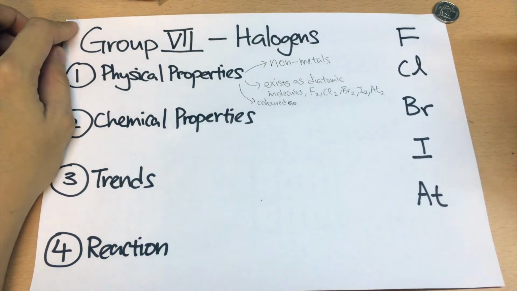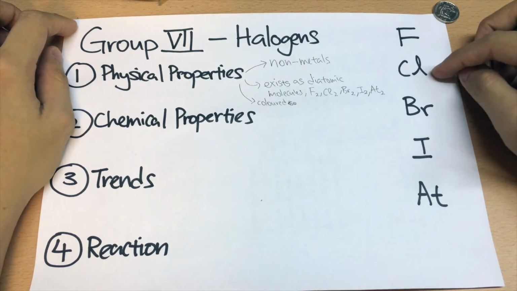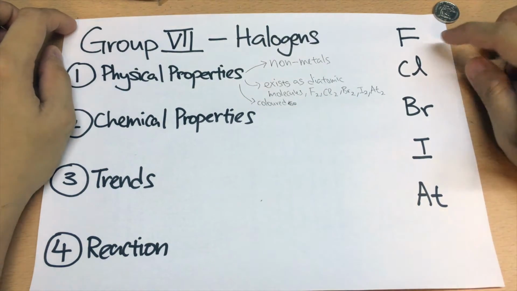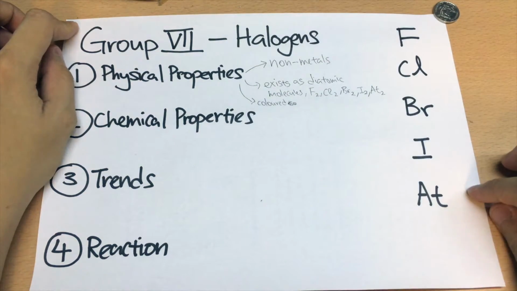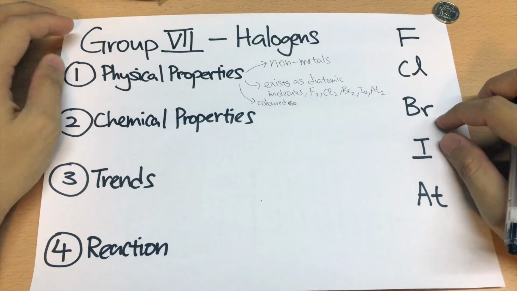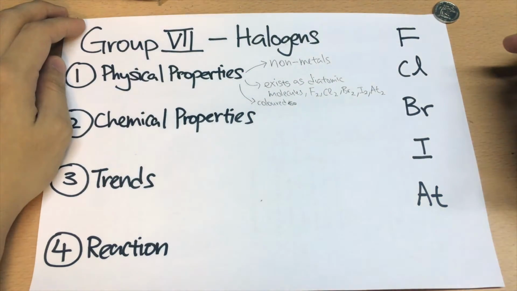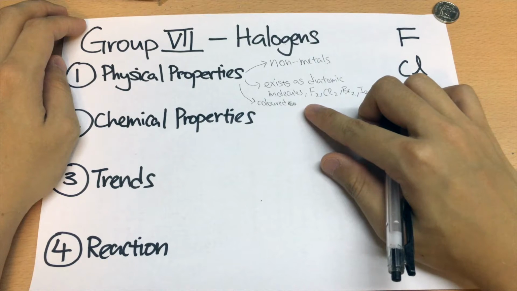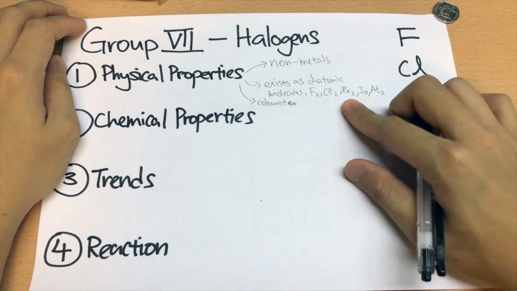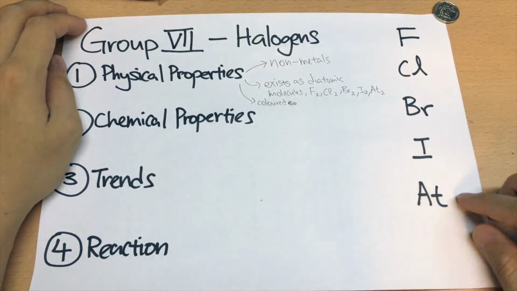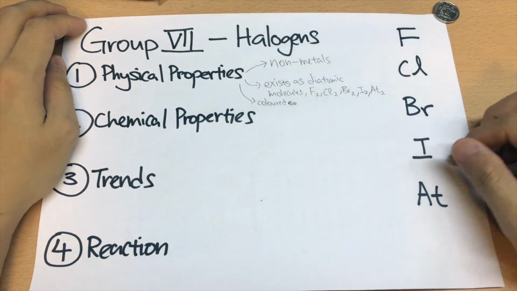There are 5 halogens that we need to know: fluorine, chlorine, bromine, iodine, astatine. Halogens belong to Group 7 and therefore all 5 halogens consist of 7 valence electrons. The physical properties of halogens are as such. They are non-metals and they exist as diatomic molecules, for example like fluorine F2, Cl2, Br2, I2, At2. The halogens are also colored and each of them have their unique colors.